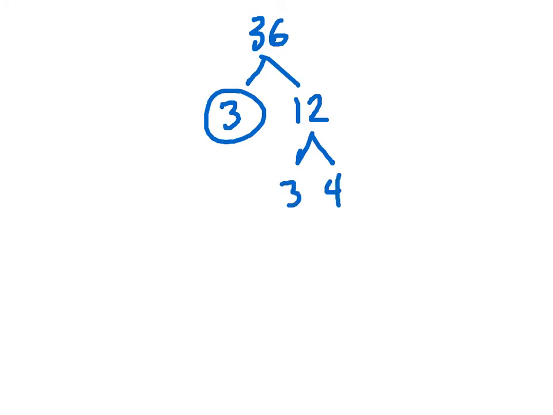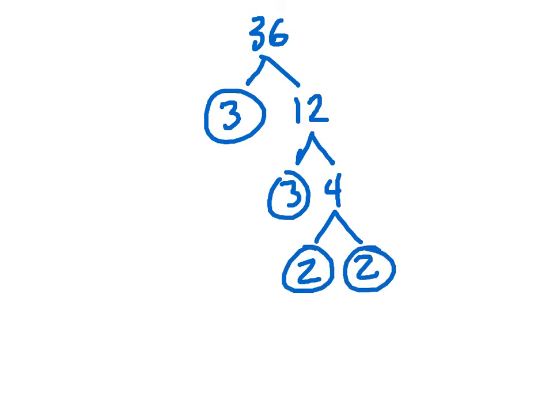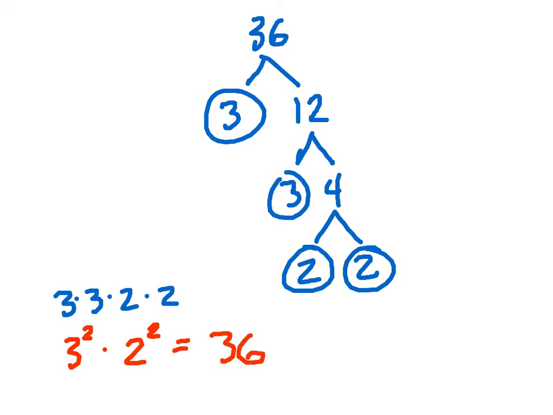Either way will work. 3 is prime. Lock that one in. 4, let's break that down. 2 times 2. Those are both prime. Look at that. Again, we have 3 times 3 times 2 times 2. You can write that, clean it up a little bit, and do 3 times 3, or 3 squared, times 2 times itself, or 2 squared, which again will equal your 36.